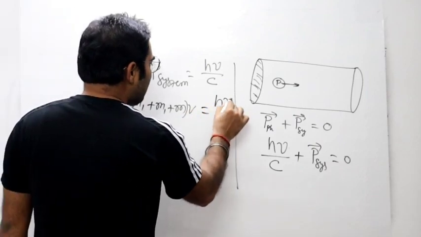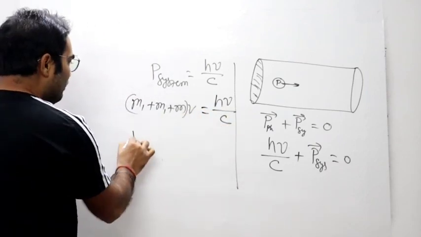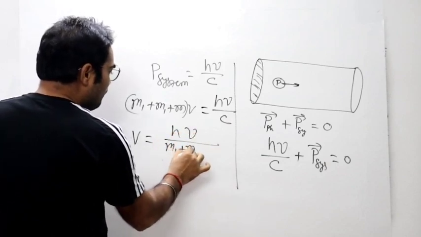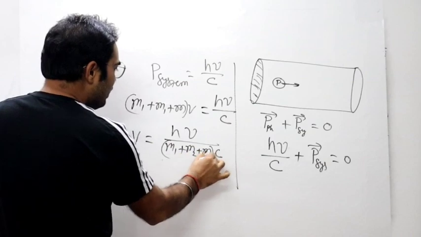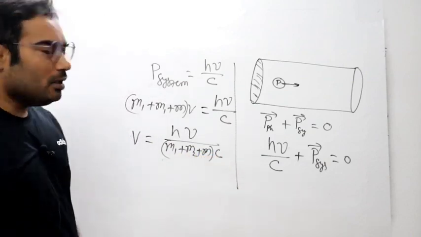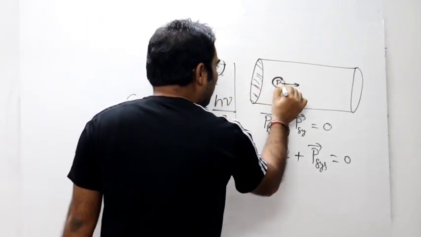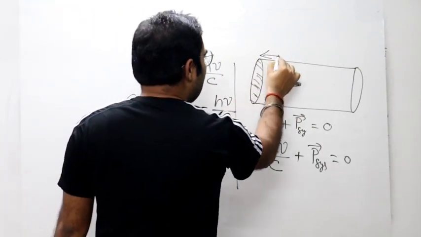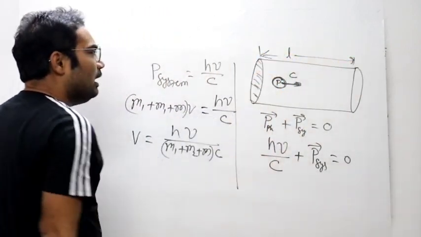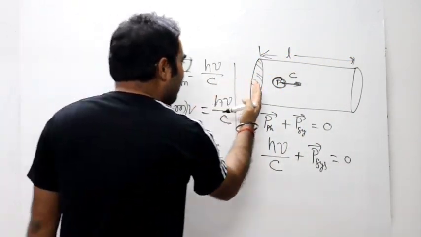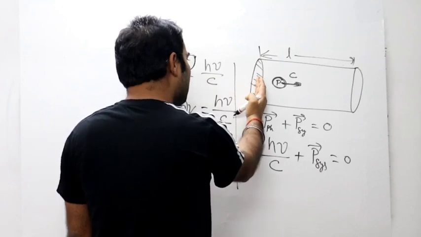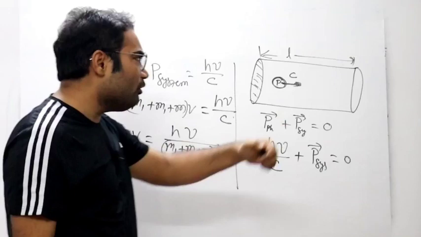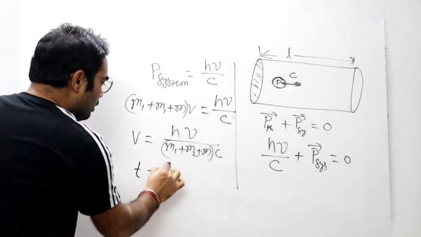If you equate these equations, you get the speed of the system, v equals h mu by (m1 plus m2 plus m) into c. This photon is moving with the speed of light c, and it has to travel a length l. Then the time lag between emission from one surface and collision with the second surface is t equals l by c.